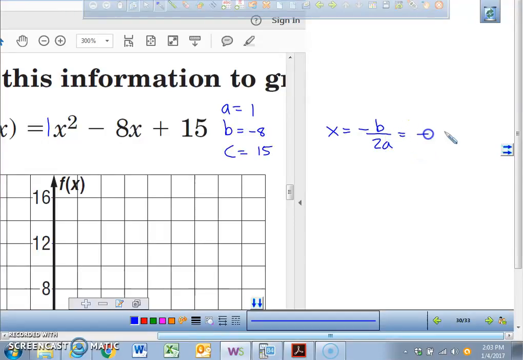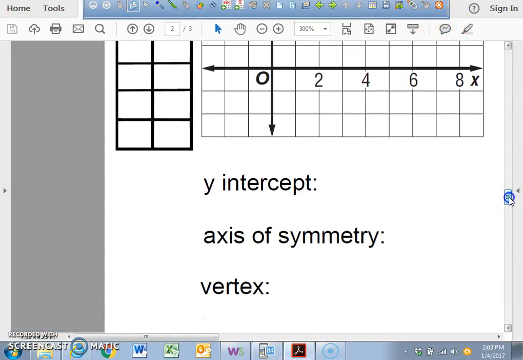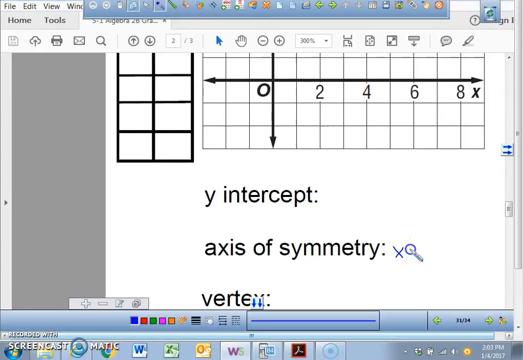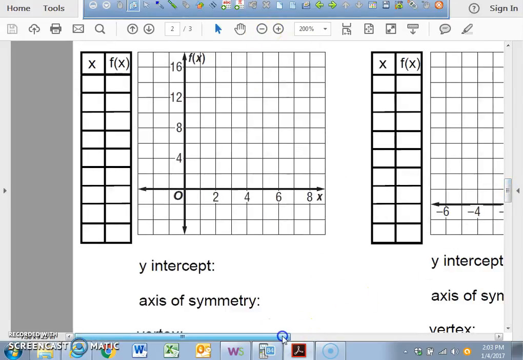All right. If b is negative 8, and it says negative b, what does that mean? What's the negative of a negative? Positive. So I'm going to write 8 over 2 times a. What was our a value? Our a value is 1. So 8 over 2. What is 8 over 2 equal to? So right now, you guys see anywhere on your paper where it says axis of symmetry? Right here, axis of symmetry. I want you guys to write for that: x equals 4. That's your axis of symmetry. Once you've written x equals 4 as your axis of symmetry, what I'd like you to do on your graph, zoom out just a bit here. Okay?